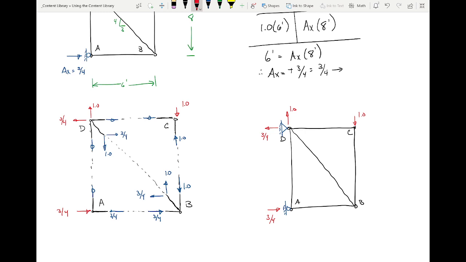Okay, all right. So let's see what we got. That's a 0 force member. This is a 0 force member. Now what about this vertical BC? It's 1. Is it tension or compression? Compression. So this is 1 compression. This AB, 3/4 compression.